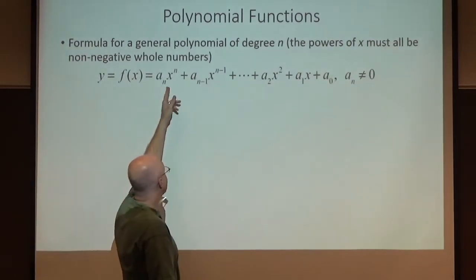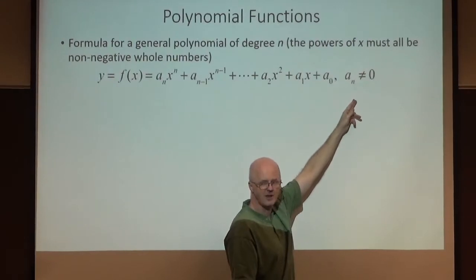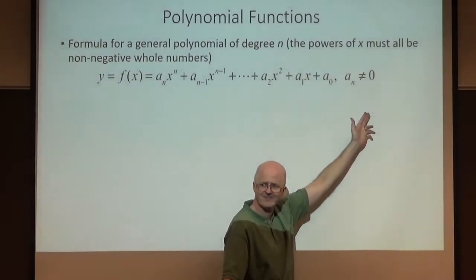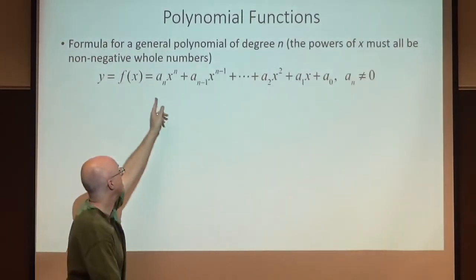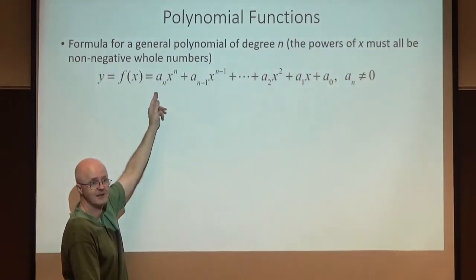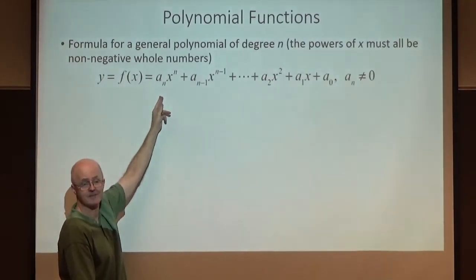And it is assumed that this term really is there. In other words, a_n is non-zero. Otherwise, you wouldn't write it. The other a's can be 0. But the leading coefficient, that one right there, must be non-zero. Otherwise, it would not be degree n.